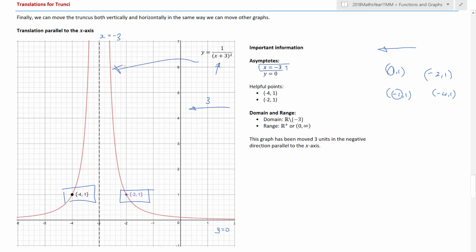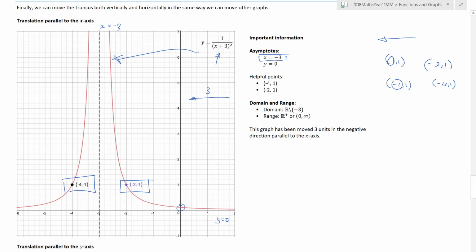But we now have an x-axis intercept, sorry, a y-axis intercept. So when we have a y-axis intercept, what do we need to do? We put x equals 0. So y is equal to 1/(x plus 3) all squared. We have to put our x value as 0. So that would become 1/3 squared, which becomes 1/9. And lo and behold, I would then need to put 0, 1/9.